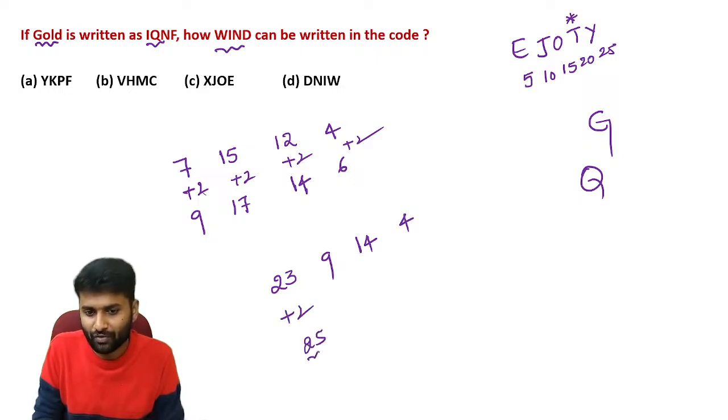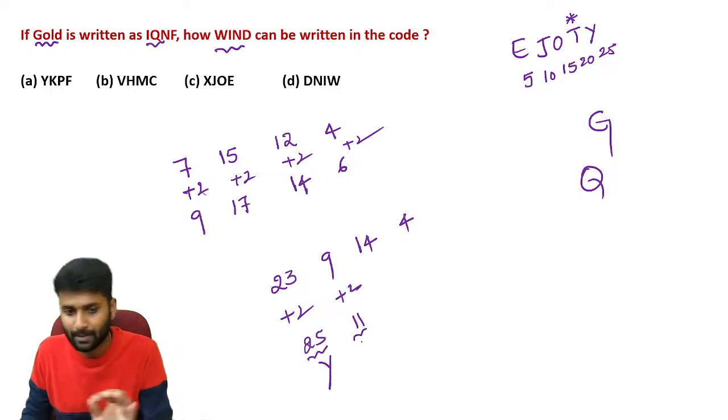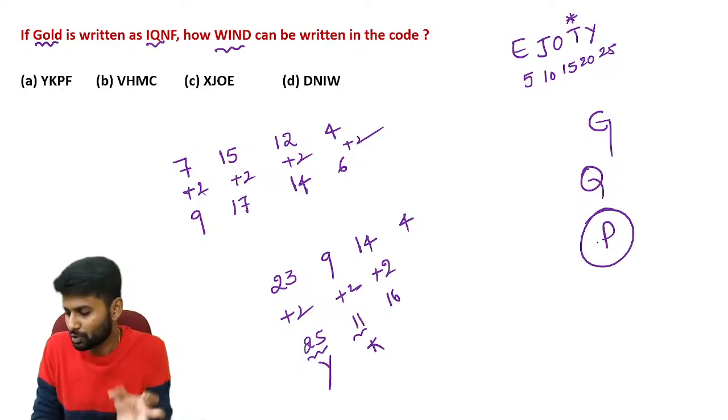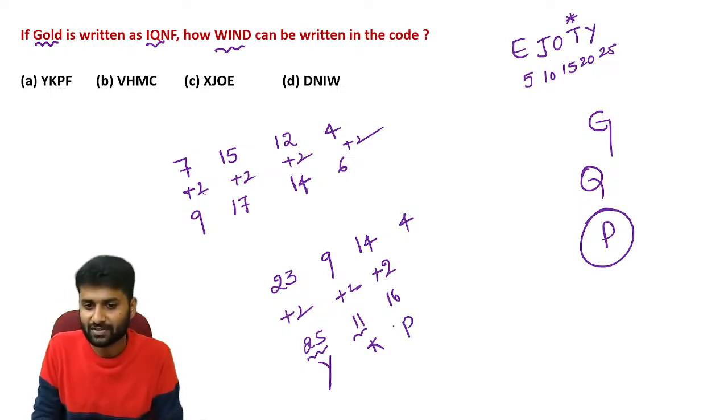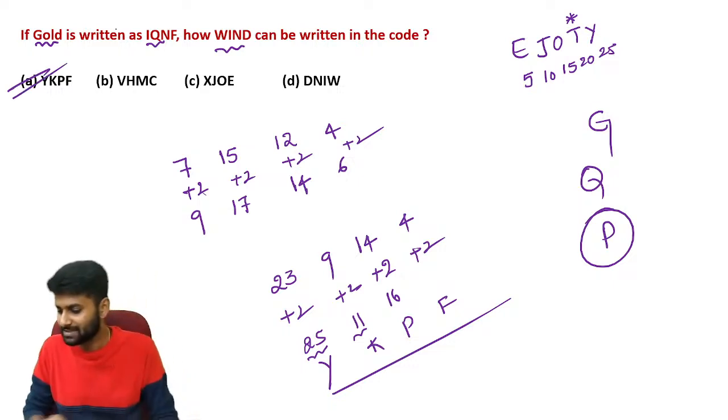23 plus 2 is the 25th element, and the 25th element is Y. And 9 plus 2 is equal to 11, guys. You remember one of the IPL teams, Kings 11 Punjab. That's why K represents 11. And 14 plus 2 is equal to 16. While writing P, you can see the 6 shape, right? So P is equal to 16. And 4 plus 2 is equal to F. So the answer is YKPF. So A is the correct answer.